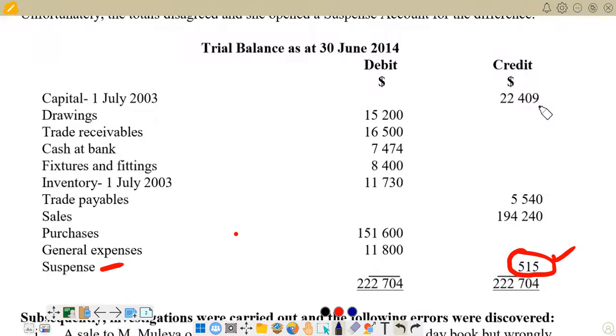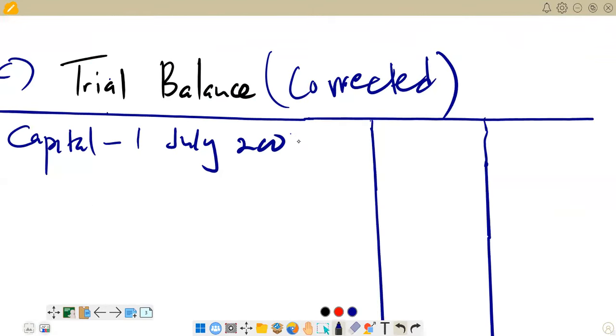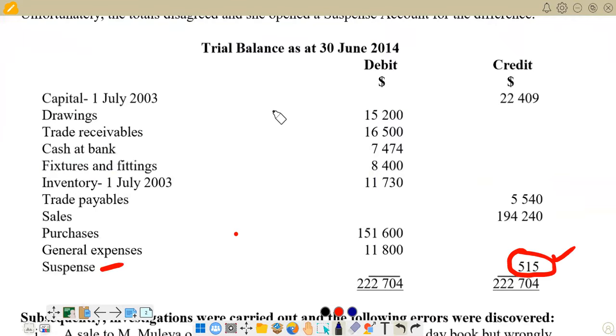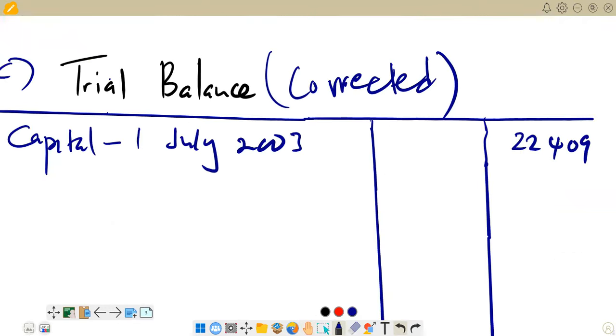So since we do not have any corrections of the capital, we're going to take this figure and put it as it is in the corrected trial balance. 22,409 on 1 July 2003, and it's on the credit side. It's 22,409. Then you go to the next balance in the old trial balance. We have drawings 15,200. So you go to the journal entries again to check if drawings were affected.